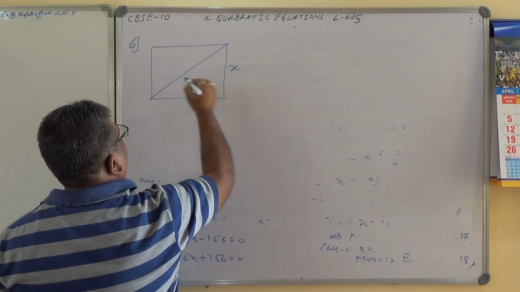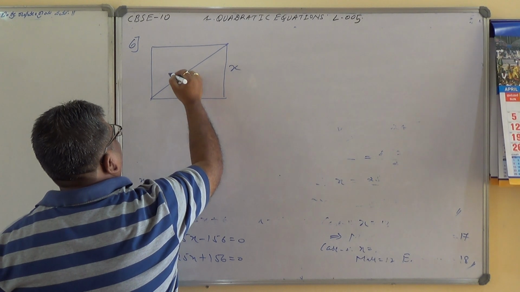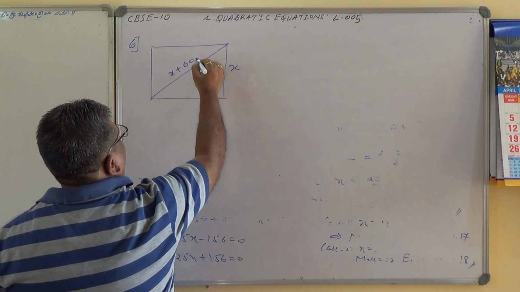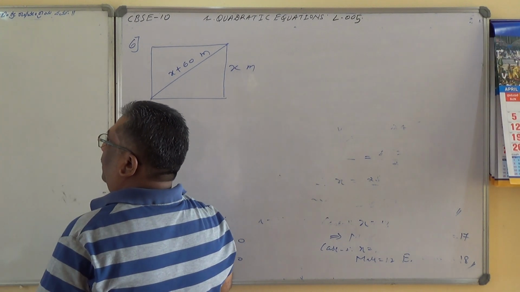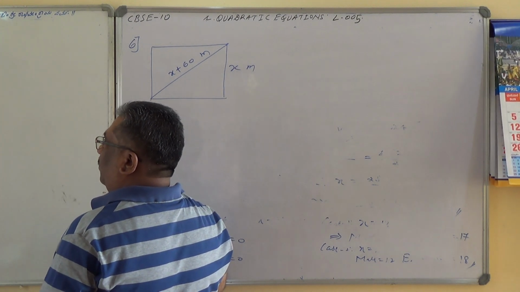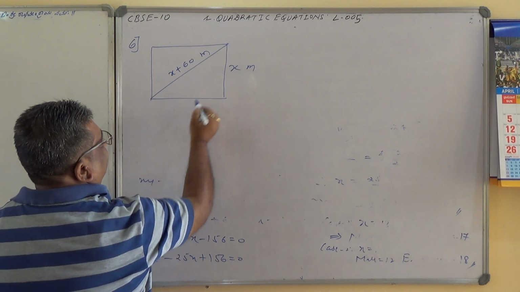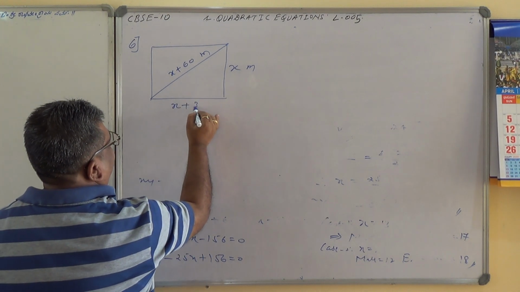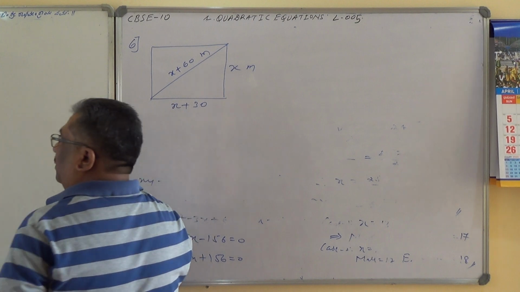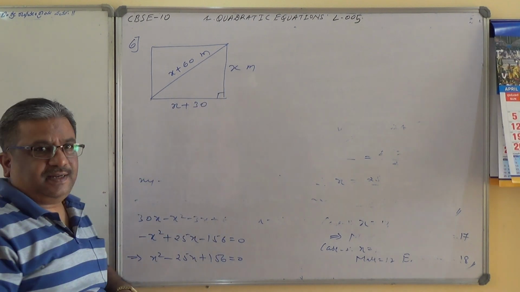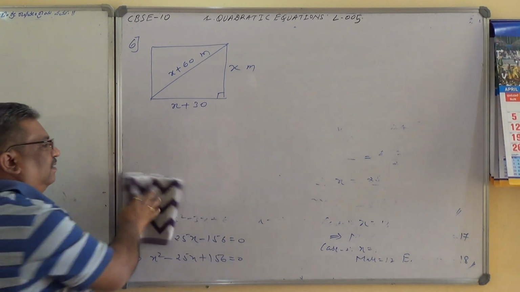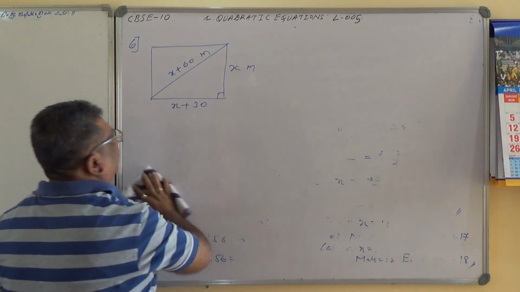So let x be the shorter side. So the diagonal will be 60 more than the shorter side, in meters. This is x meter. And if the longer side is 30 meter more than the shorter side, okay, find the sides of the field. Apply Pythagoras theorem, you will get the answer here.